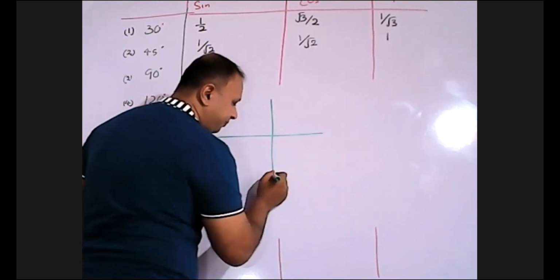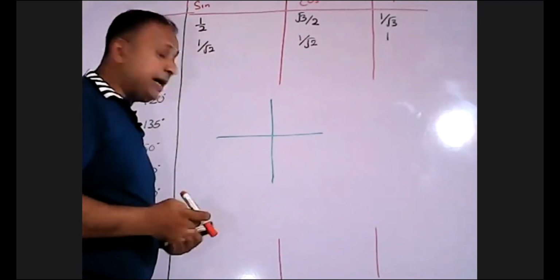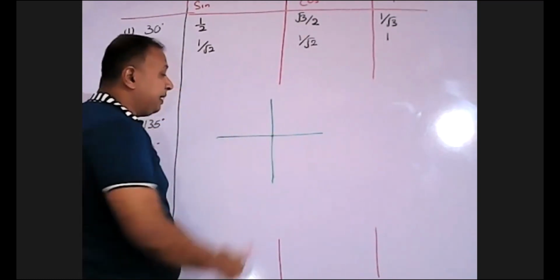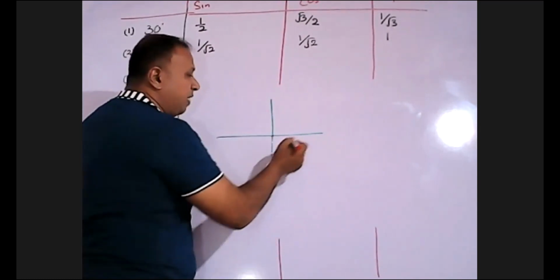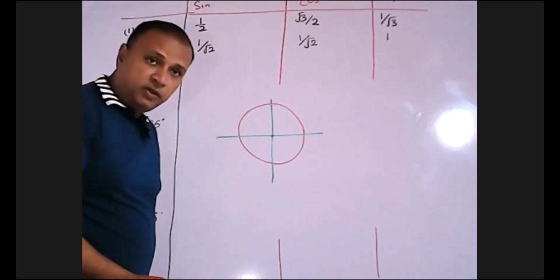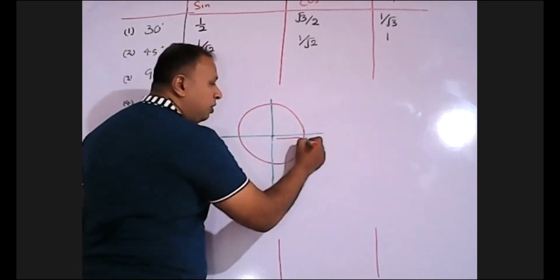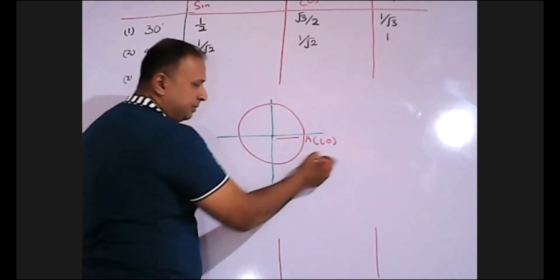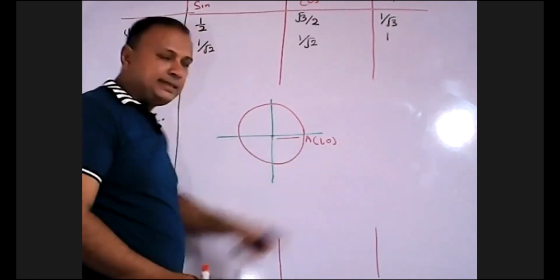Suppose there is a unit circle. A unit circle is a circle whose center is at the origin of the Cartesian coordinates and whose radius is equal to 1. So that is called a unit circle. Since the radius is 1, the coordinate of A is 1, 0. The x coordinate is 1 and the y coordinate is 0, because it is on the x-axis.